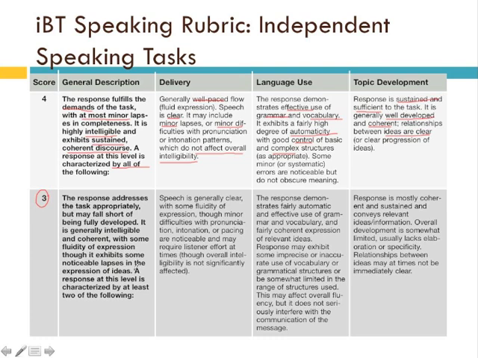And in fact, the last sentence of the general description mentions that a response is characterized by at least 2 of these things. So again, this gives us an idea that if we have 2 strong responses in, let's say, our language use and maybe topic development, we could still have some issues with pronunciation, but still get a fairly good response. And a 3 is still a good response.